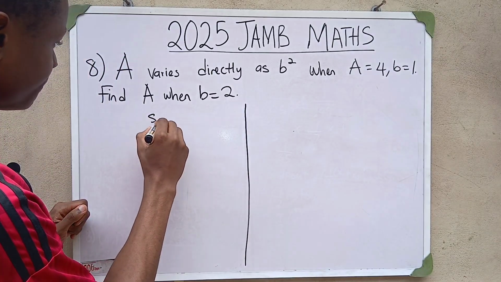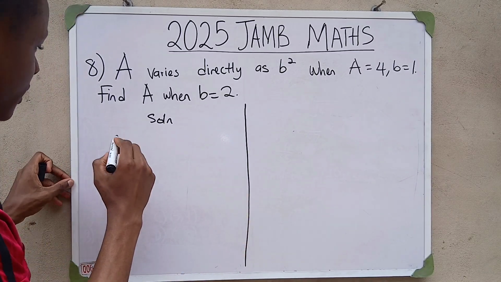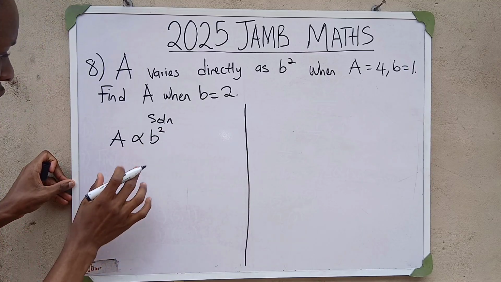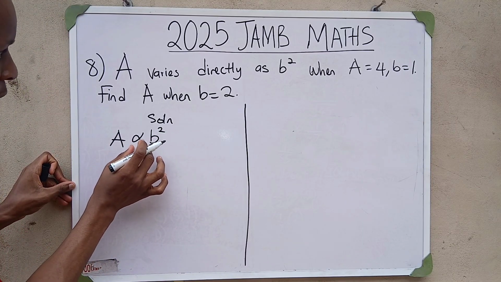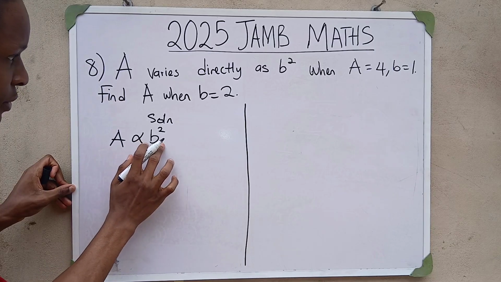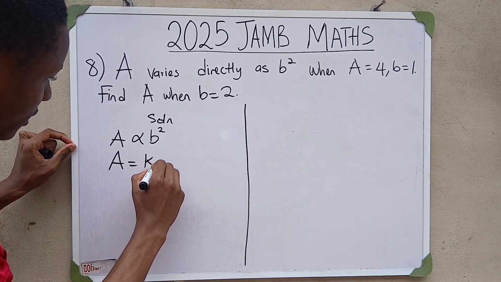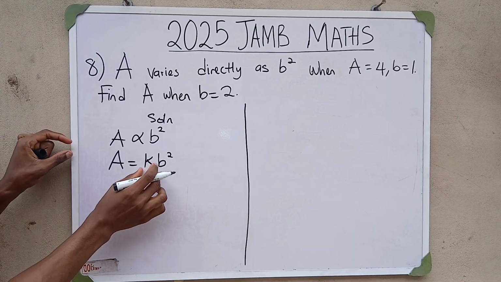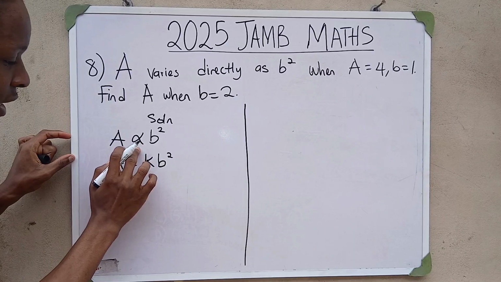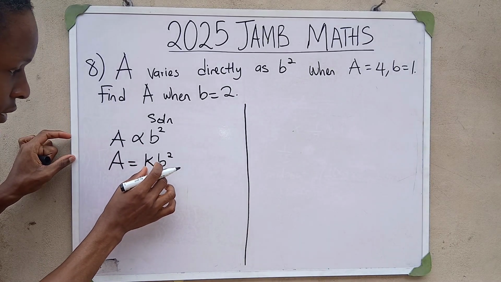So solution. It says A varies directly as B squared. So this is the proportionality sign for directly proportional. So A is directly proportional to B squared. That means A is equal to KB squared, where K represents the constant. For us to convert from the proportionality sign to the equality sign, we are going to add a constant.